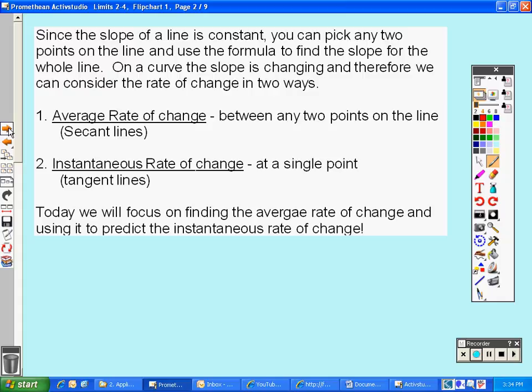We are going to focus in on one of these two things. Since the slope of a line is constant, as you guys can read, you can pick any 2 points on the line and use the formula for slope to get the slope for the whole line. And that's really handy because it's a line, and that's easy to do. However, on a curve, the slope is constantly changing.